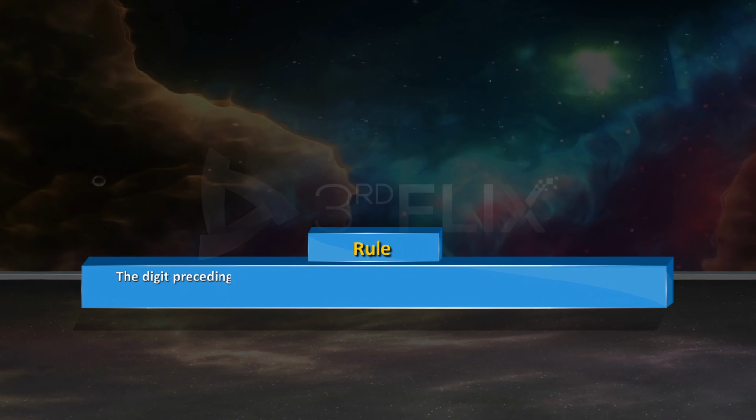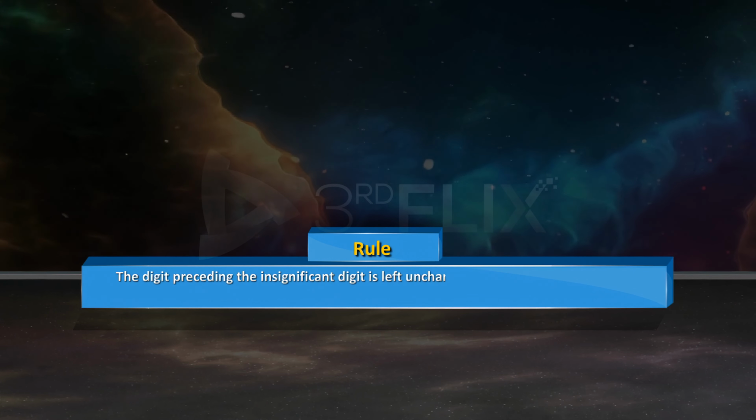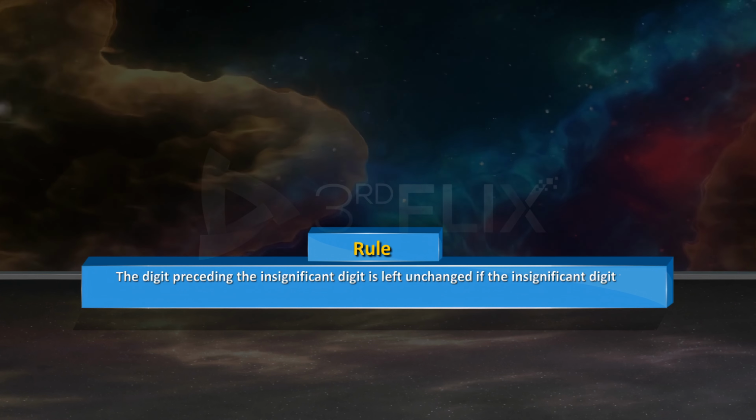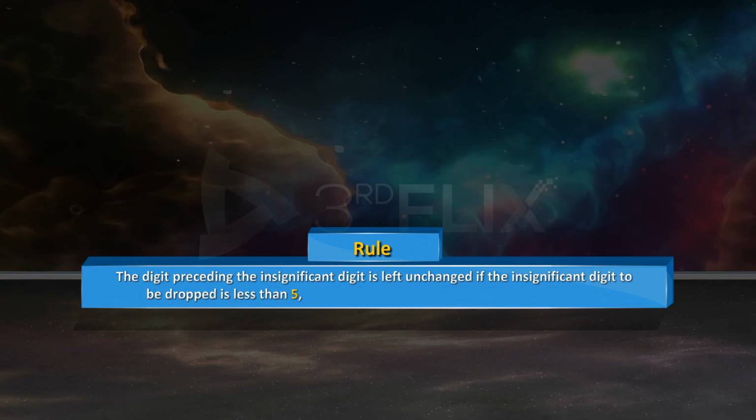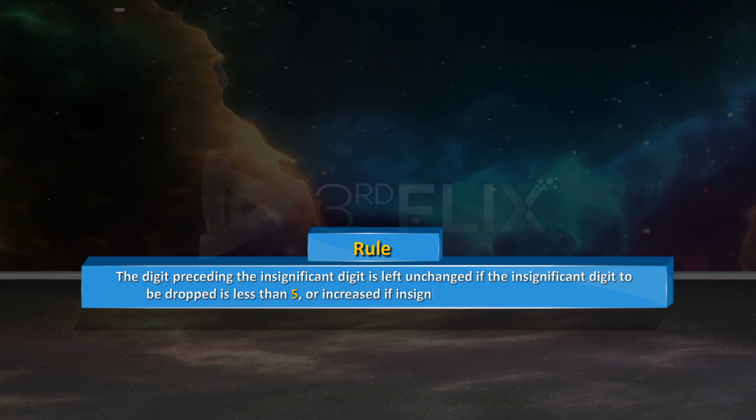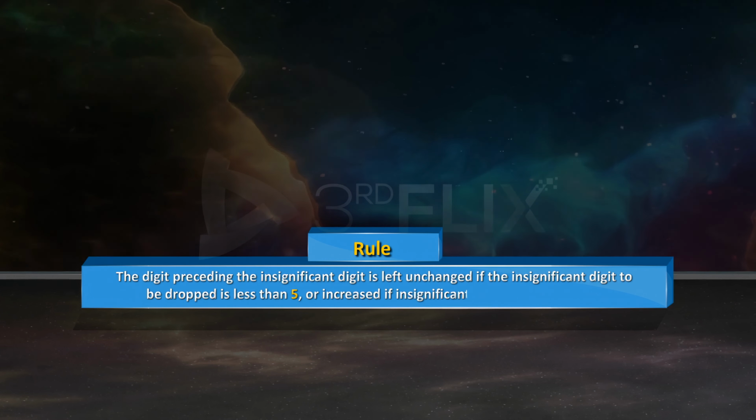The digit preceding the insignificant digit is left unchanged if the insignificant digit to be dropped is less than 5, or increased if the insignificant digit is greater than 5.